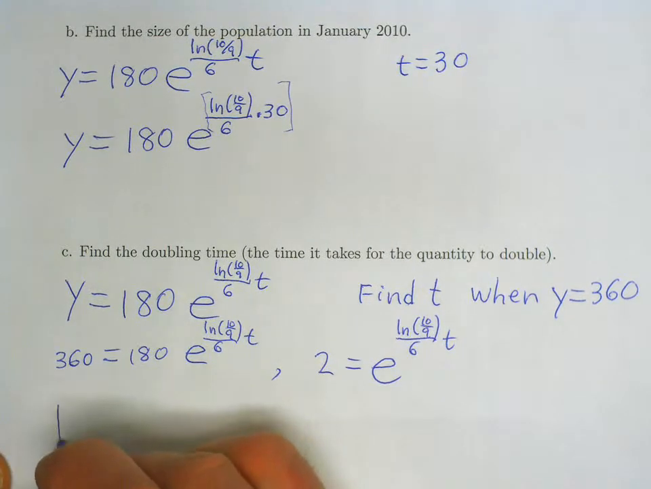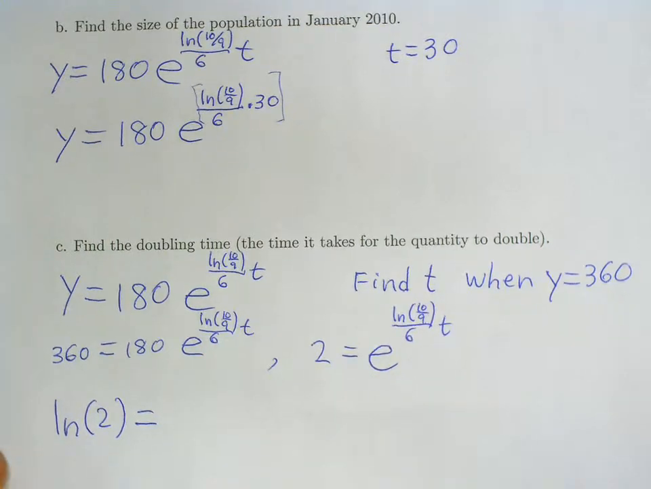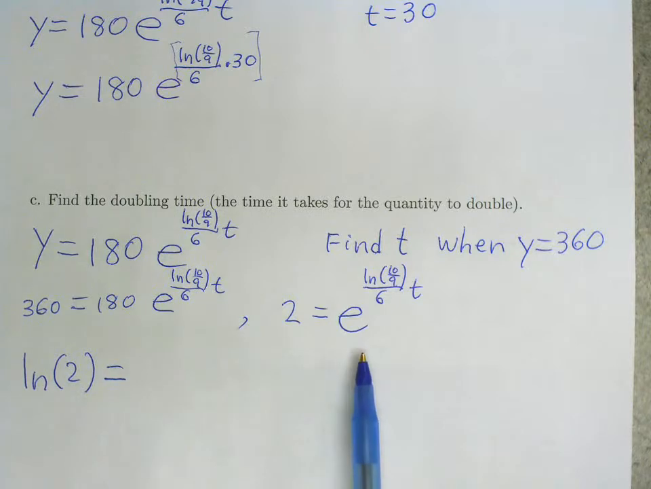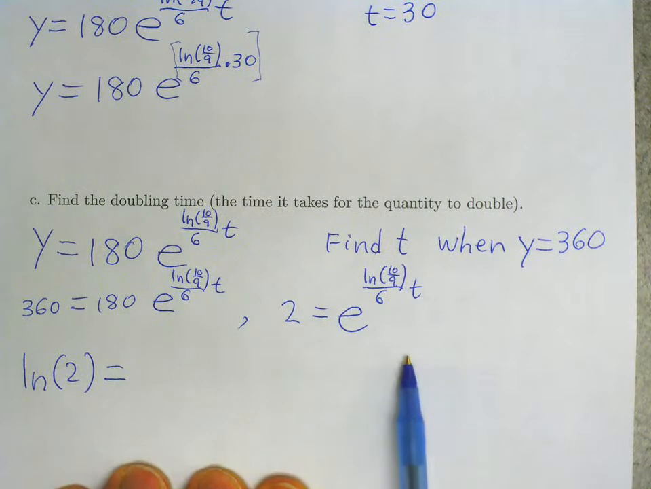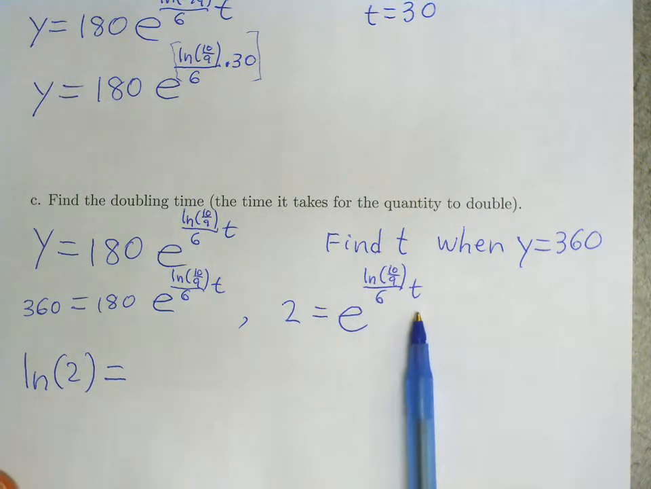Okay, so the natural log of 2 on the left-hand side. And if you'll allow me a little leeway, when we take the natural log of e raised to an exponent, it's just going to simplify to the exponent. We saw that earlier.